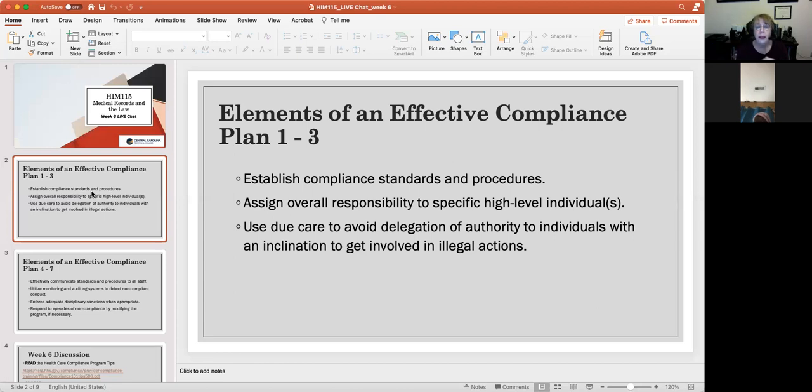Third, use due care to avoid delegation of authority to individuals with an inclination to get involved in illegal actions. So what does that mean? Certainly background checks before you get hired and before you hire anybody new, but also be alert to things that may go on. And again, this part might be a little rare for just the coding department itself. But if you have somebody working in your department that is desperate for money, maybe they have a boyfriend or a spouse who gambles or is a drug addict, or maybe they're a drug addict, the fact is that these people are primed to be paid off by bad people.